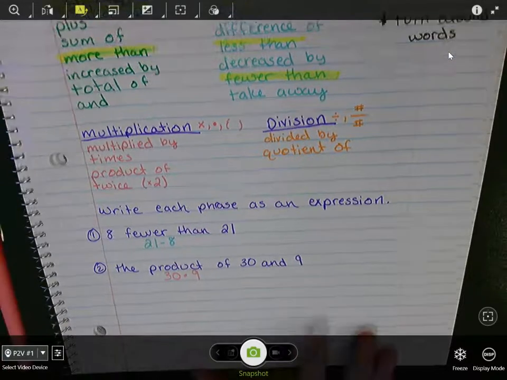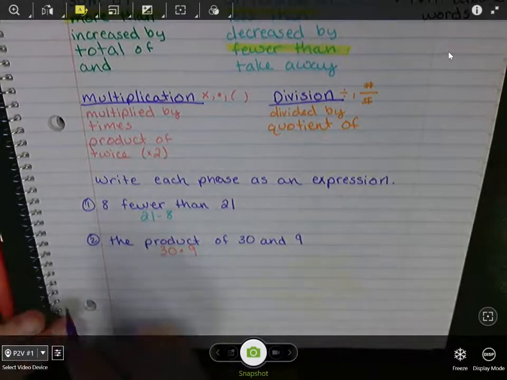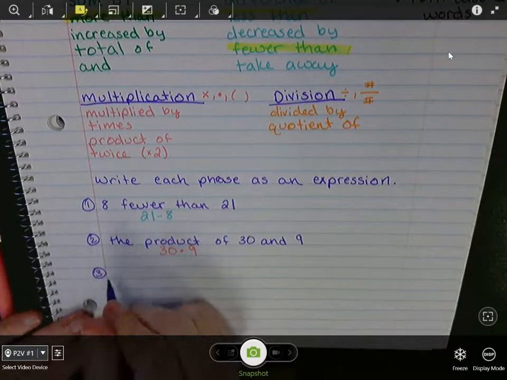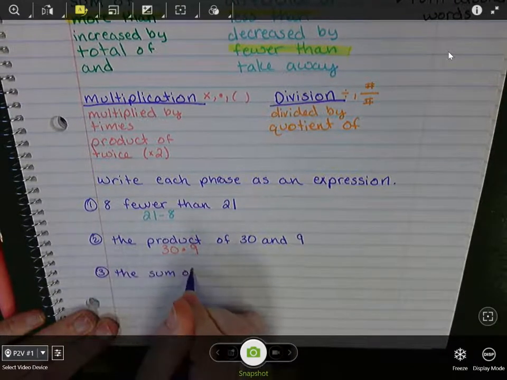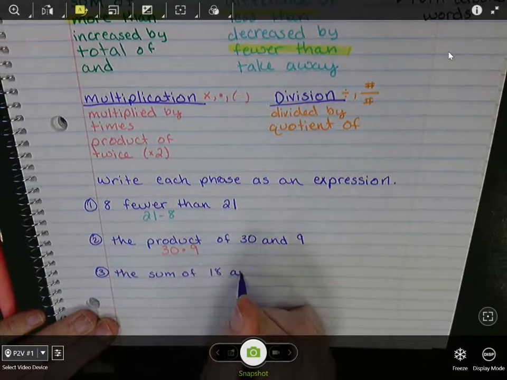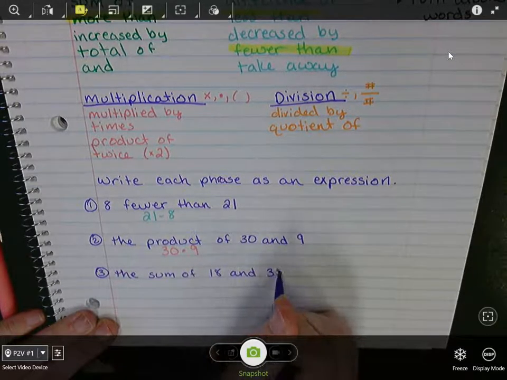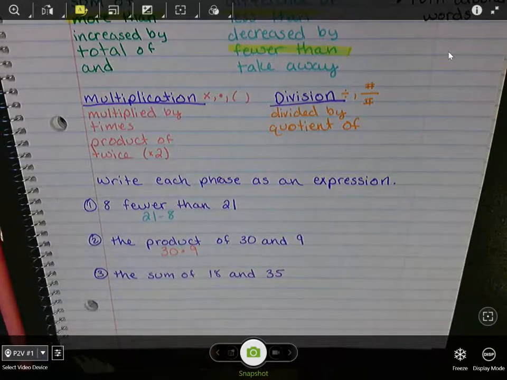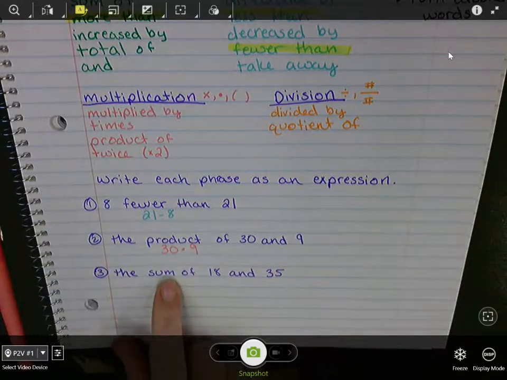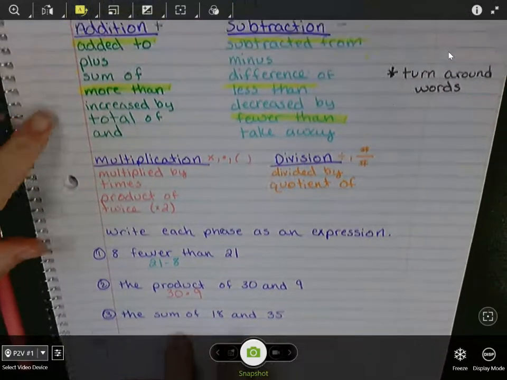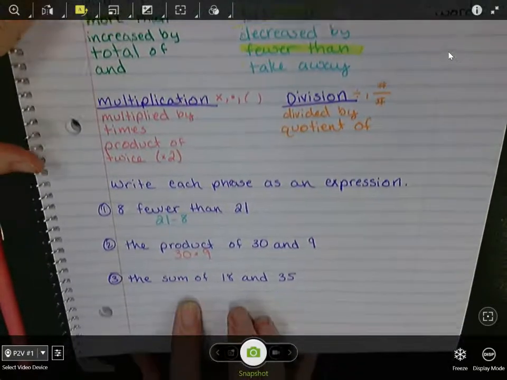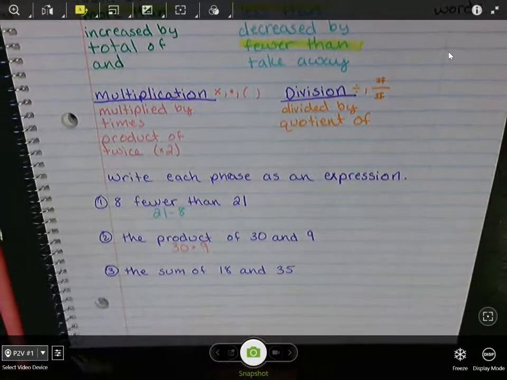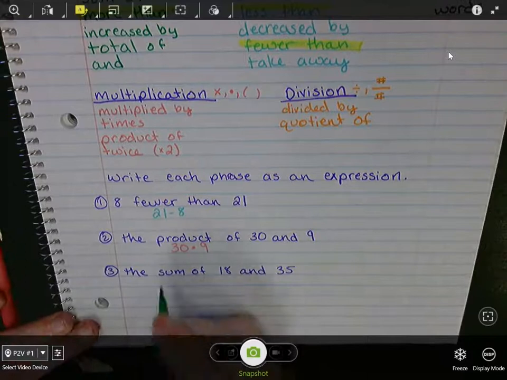Number 3, the sum of 18 and 35. Notice the phrase sum of, and if I go back up here, sum of is under addition. So that means I'm going to add the 2 numbers. So I would do 18 plus 35.